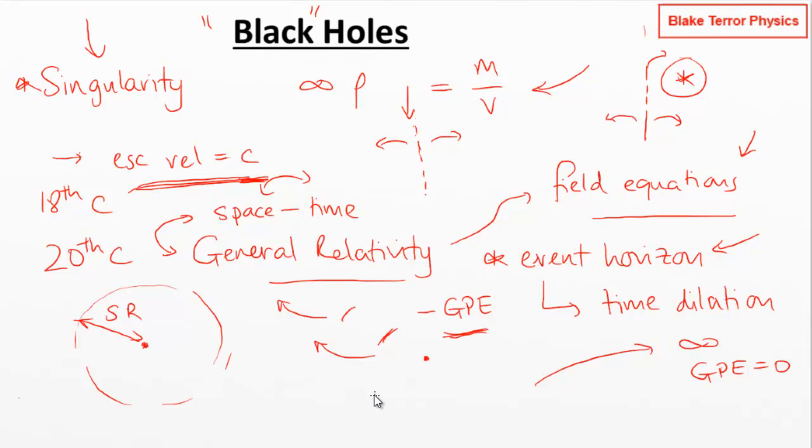So escape velocity is a function of the radius. It's a function of the distance away from Earth imagined as a point mass. So if our escape velocity varies with distance from the center of mass, there's going to be some distance from that center of mass where the escape velocity is equal to c, the speed of light. So if we can get all of the mass of the Earth inside that radius, then we've got ourselves a black hole.